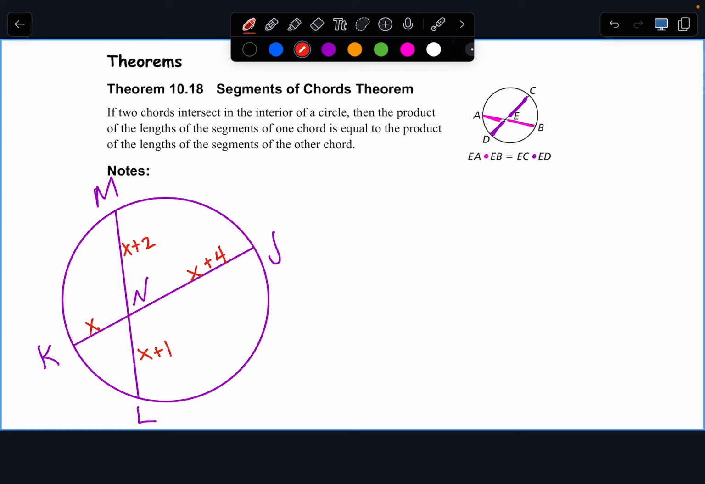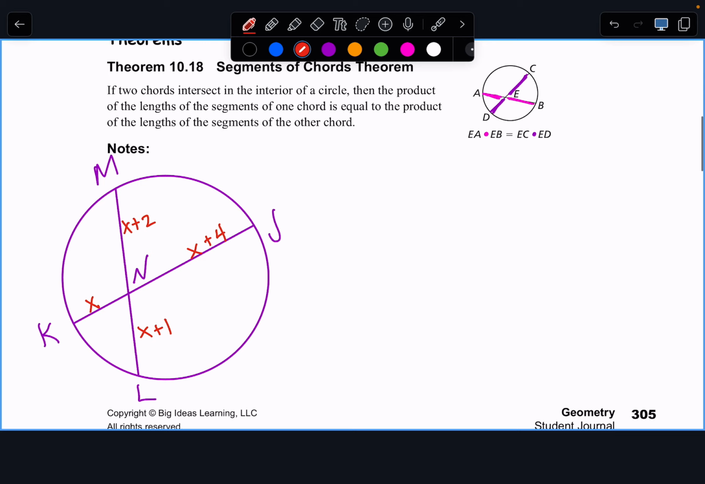This is actually one of my favorite sections because of the algebra that it entails. Okay, I have two chords inside. Well, chords are inside, but I'm just emphasizing that they're inside and they intersect.